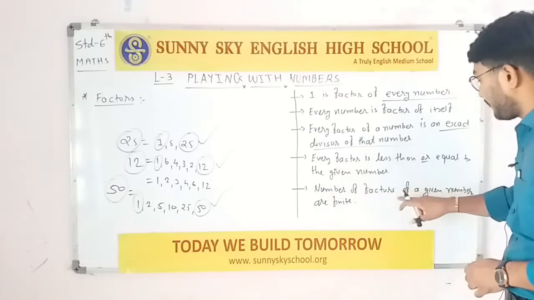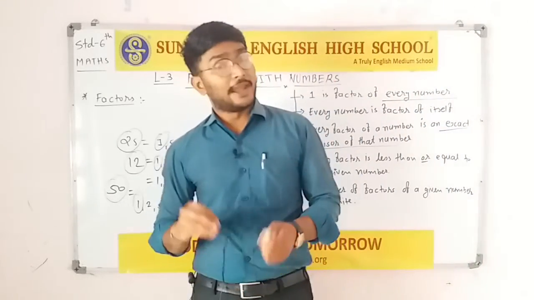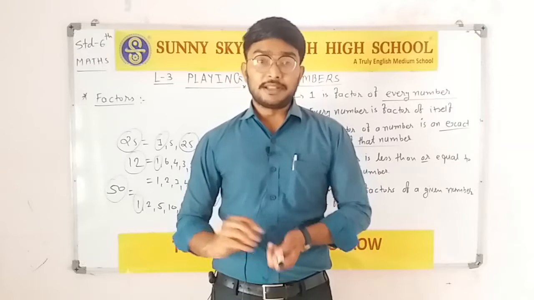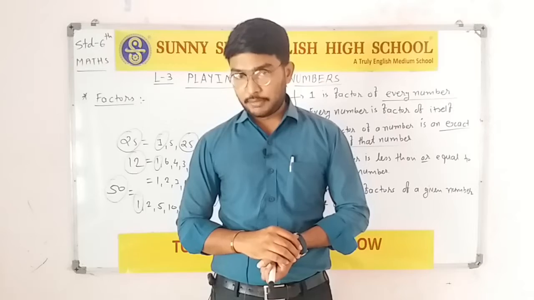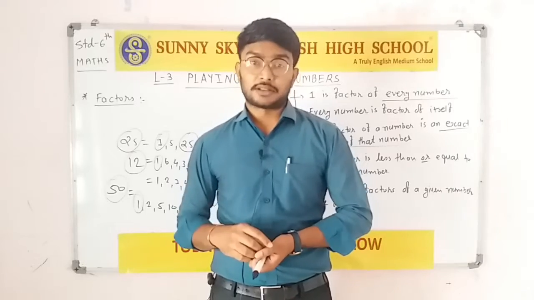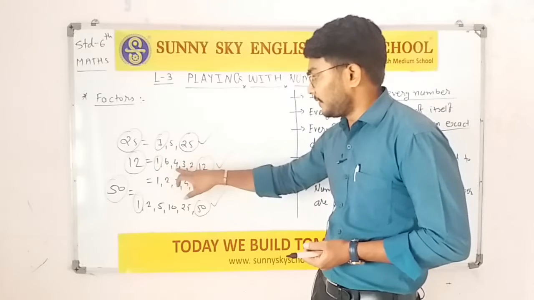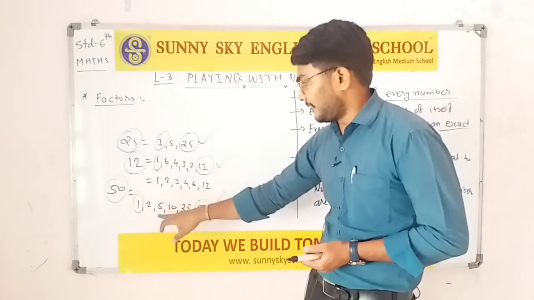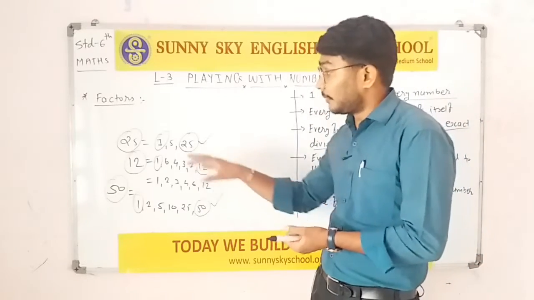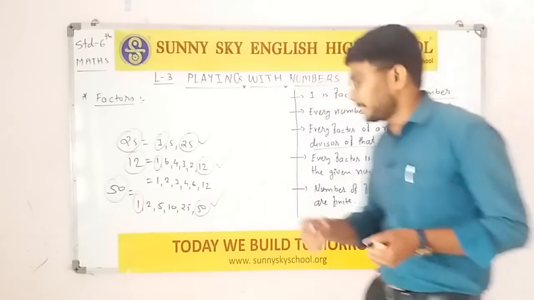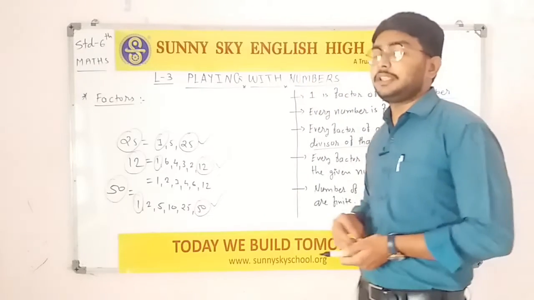Last, the number of factors of a given number is finite. The number of factors of any number is finite. It means every number has limited factors. See, 25 has 3 factors, 12 has 6 factors, 50 has 6 factors. It means the number of factors is limited. Limited means finite. Okay, these are the main basic things about factors.